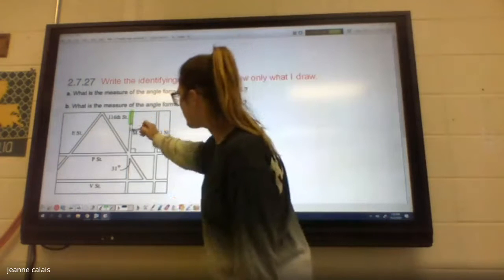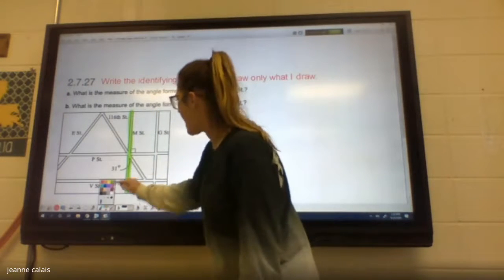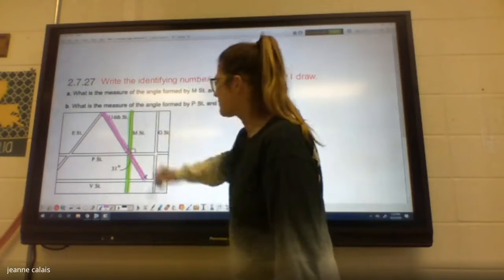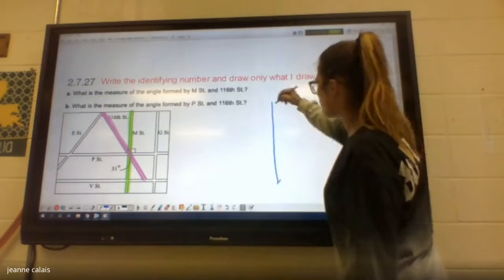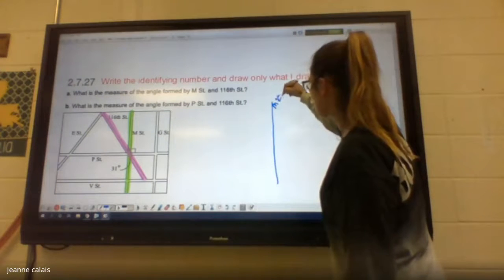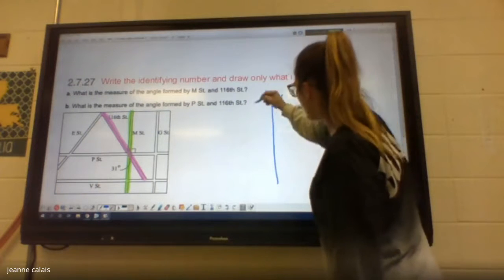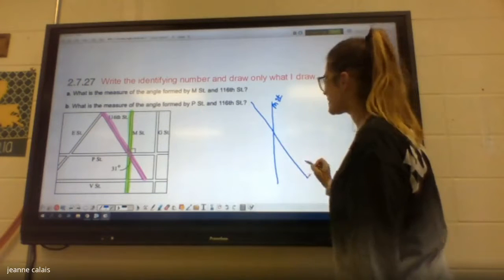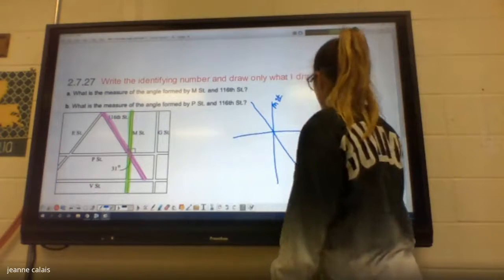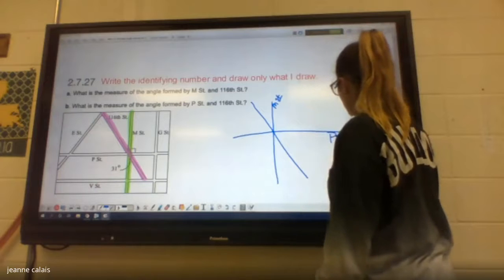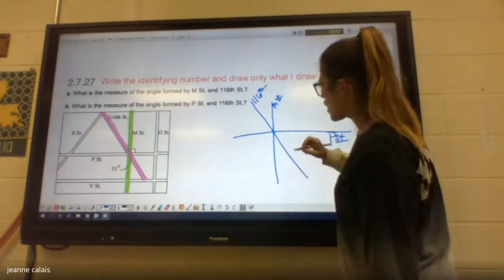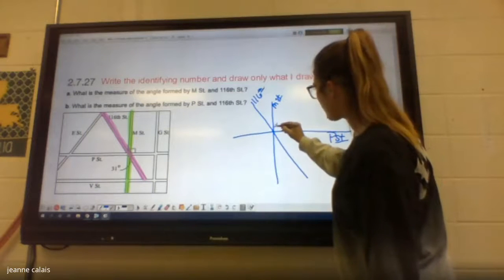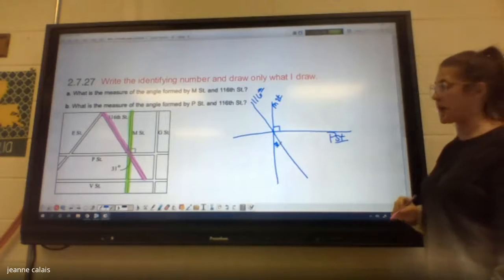So this is M, and this is 1/16. So what I'm going to do is redraw that. Here's M Street, and then 1/16 goes like this, and then this is P. So this is P Street. This is 1/16. You are told you have a right angle here, and this is 31 degrees.